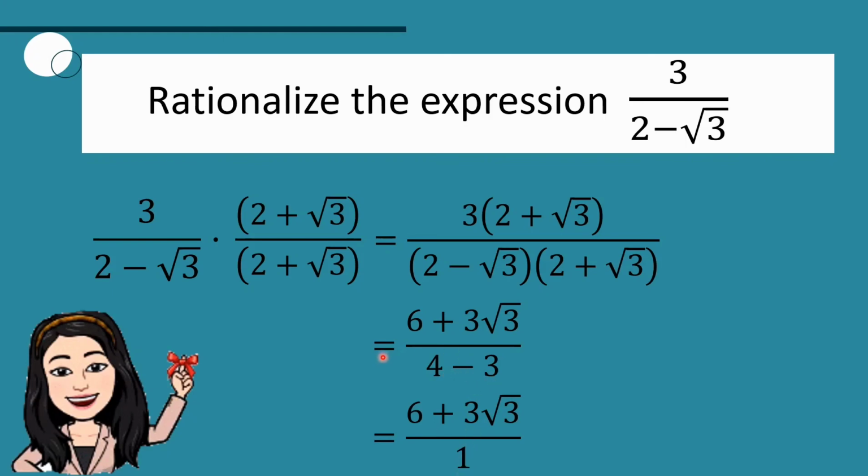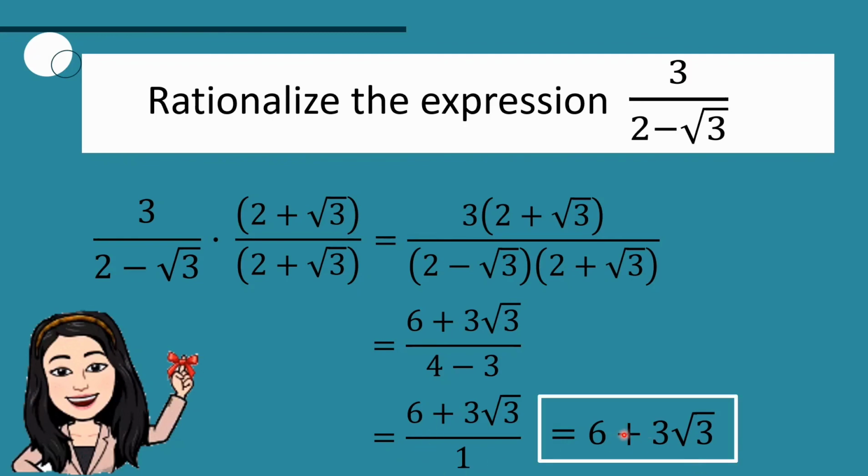Then, we just copy the numerator. So, we have here 6 plus 3 square root of 3. We no longer need to write the 1 since it is understood. So, our final answer would be 6 plus 3 square root of 3. This is the simplified form of this expression. Is it clear? I hope so.